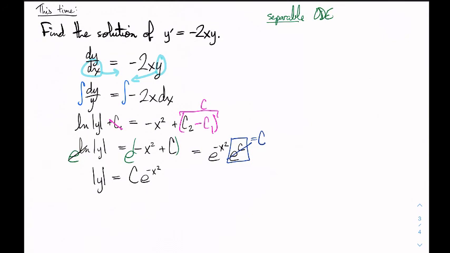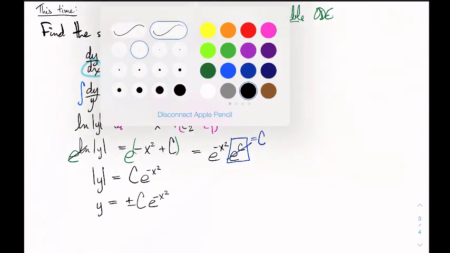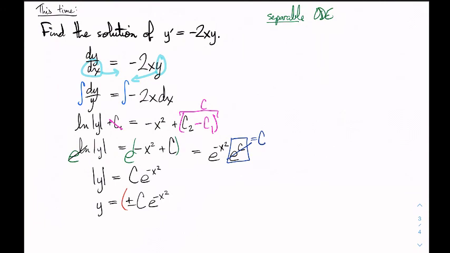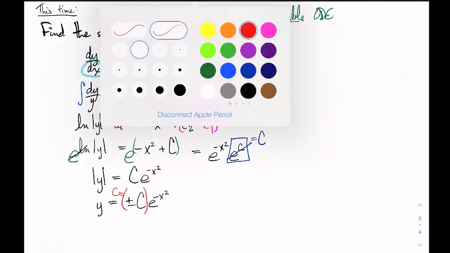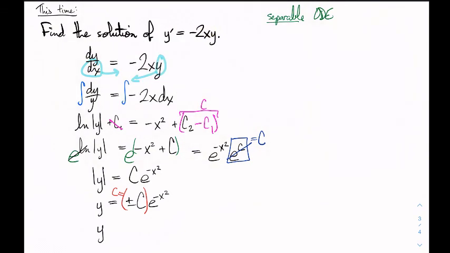And now since this is an absolute value, that means that y is equal to plus or minus some constant times e to the minus x squared. But again, remember, that is just some constant. So I'm going to take this whole thing here, since this is just some arbitrary constant, and call that now my arbitrary constant C. And so this is going to look like C e to the minus x squared.